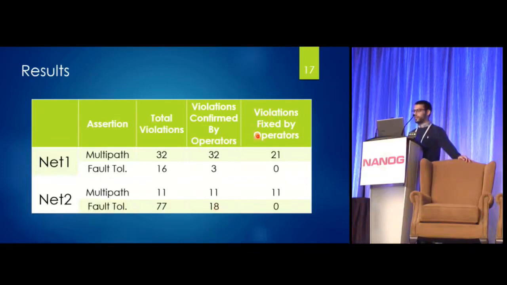Of these violations, the majority of them were fixed. In the case of net 1, the multipath violations were not fixed immediately because a discussion needed to be had about the peering situation between the core and a particular department where this violation occurred, and we haven't yet heard back about what they ended up doing. In the fault tolerance case for both networks, none of them were fixed because to actually fix it required laying down new lines, and that was not something that they were ready to do just at that moment. But all the multipath violations for net 2 were in fact fixed.